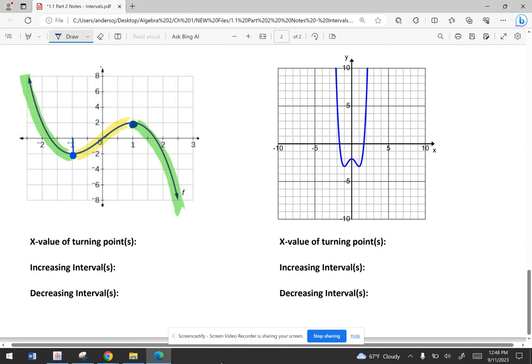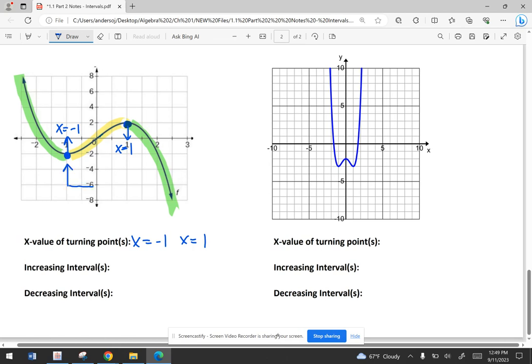What are those turning points? The turning points are -1 and +1. So I'm not looking at where it's crossing the axis. I'm looking at the points in which it turns from an increasing slope to a decreasing slope. I only have one interval where the graph is increasing. That is increasing from -1 to +1. The graph is decreasing, or going down, on the other 2 intervals.